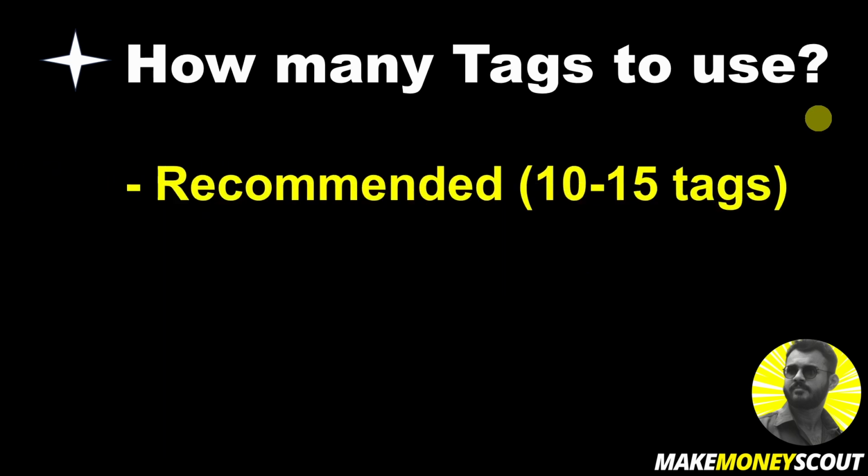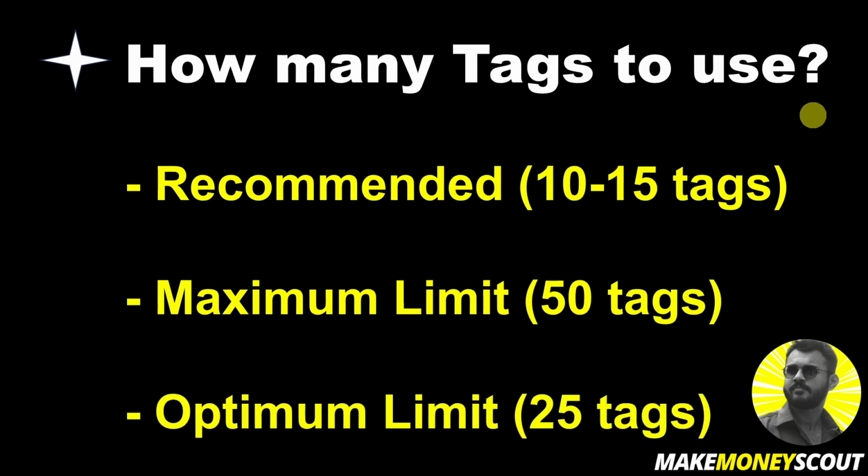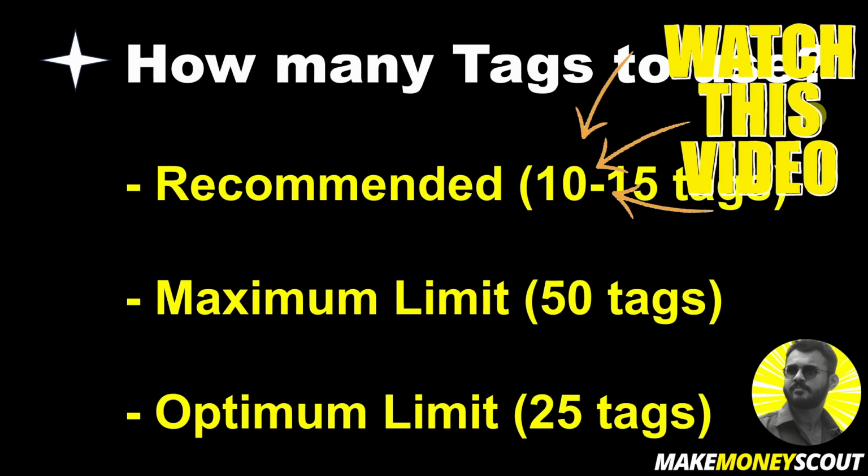So, how many tags can you use in your design? The recommended limit from Redbubble is 10 to 15 tags per product. And you can use a maximum of 50 tags for your design. In my opinion, you should use an optimum limit of 25 tags per product. This will improve your visibility and product discoverability.